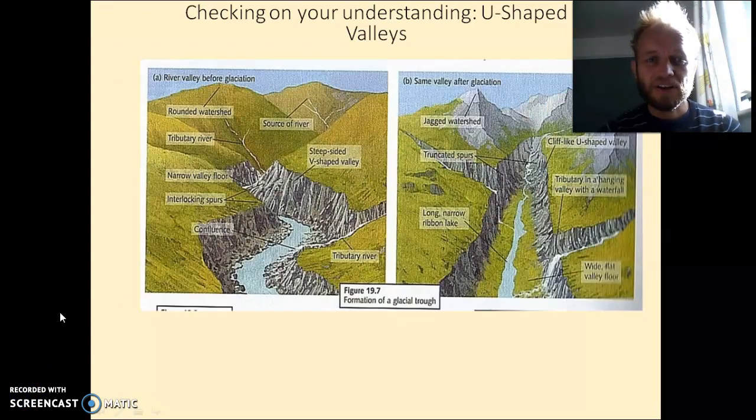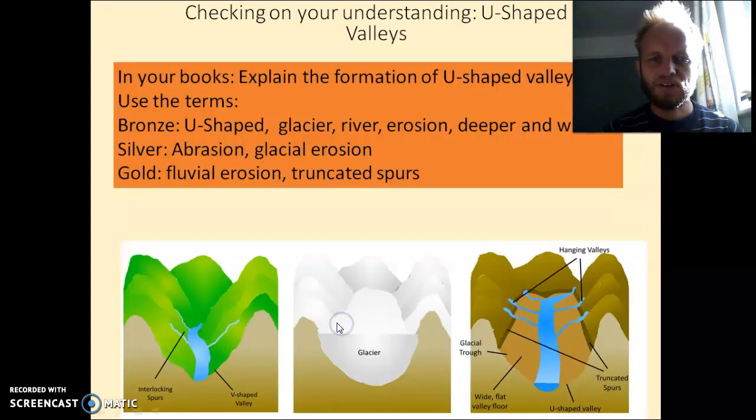So on your sheets, your last exercise is to explain how we get U-shaped valleys. Here we've got a comparison between our V-shaped valleys and our U-shaped valleys, and I want you to compare what has gone on for us to get these different U-shaped valleys. I suggested a few keywords for you guys to use. So at bronze level, we obviously want U-shaped valleys, glacier, river erosion, deeper and wider. At gold level, we want you to think about using things like fluvial erosion and truncated spurs. So have a look at those two diagrams to help you to understand and to write your explanation at the bottom of your geography memory sheets.